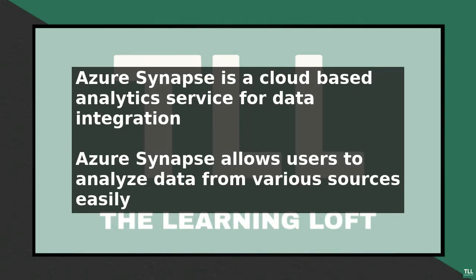Introduction to Azure Synapse ARM deployment. Azure Synapse is a cloud-based analytics service that allows users to integrate and analyze data from various sources. And ARM deployment is a template-based deployment method that allows users to deploy Azure resources in a consistent and repeatable manner.